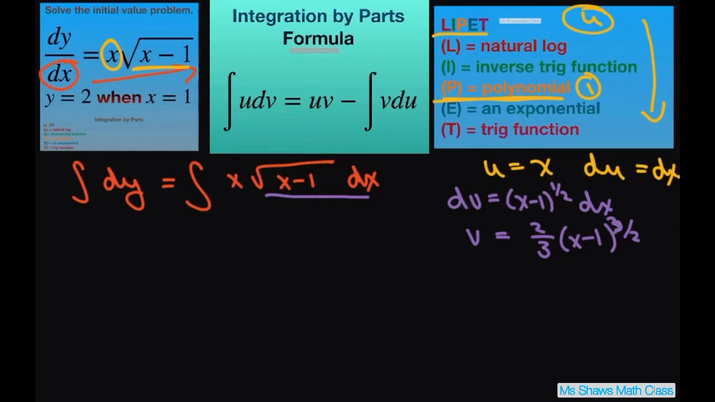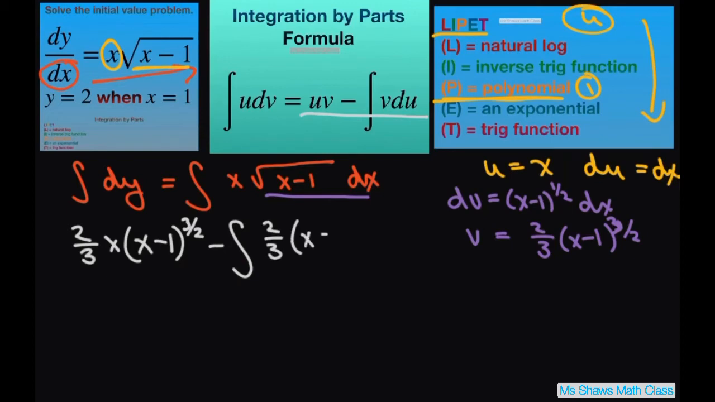All right, now all we're going to do is use our formula, and we have our u and v, and we have our v du. So let's do this. Our u times v is going to be 2/3 times x, and then we have x minus 1 to the 3/2 power. That's your v. Minus the integral of, then we have 2/3 times x minus 1 to the 3/2 power dx.